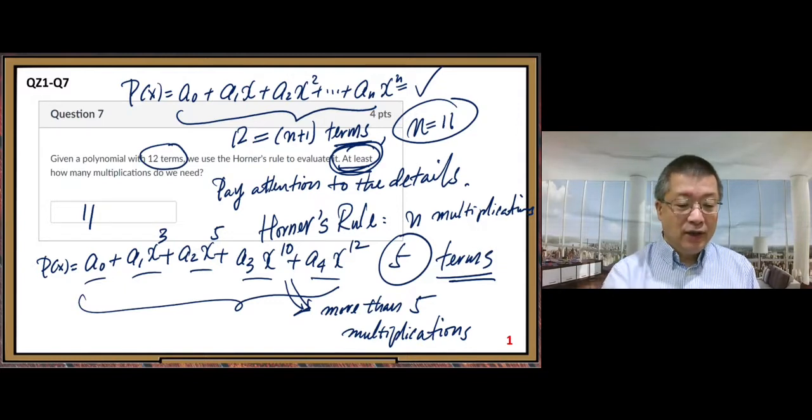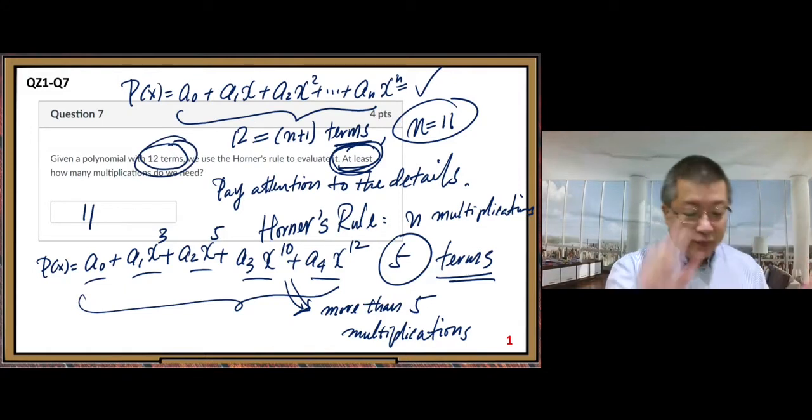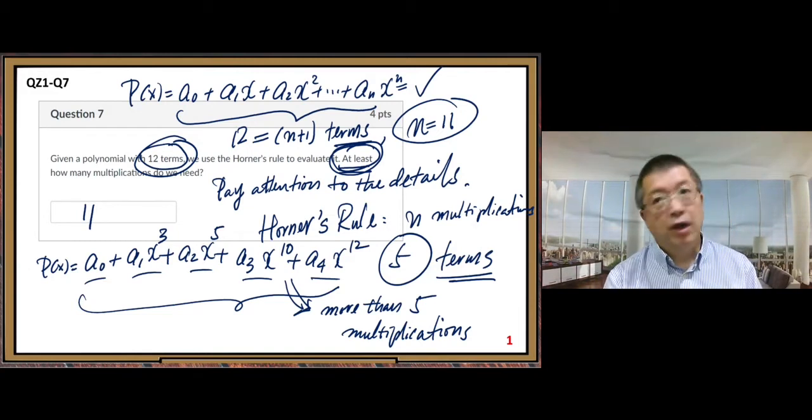The 12 terms, if we do not use the consecutive powers of x, not consecutive exponent numbers, then you may need more multiplications. So that's the reason. All right.